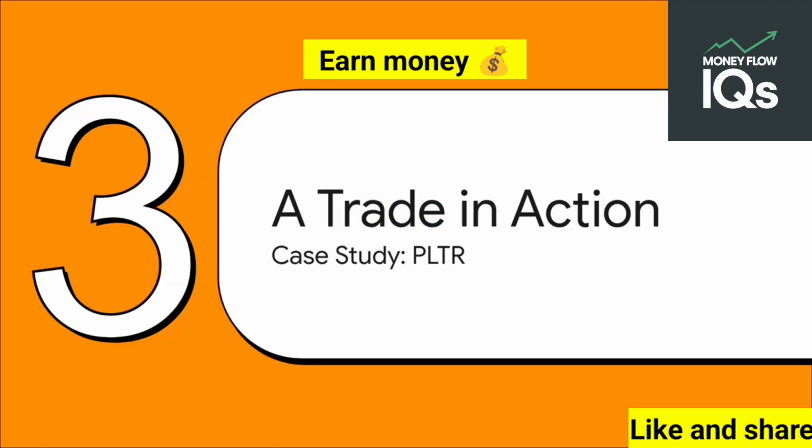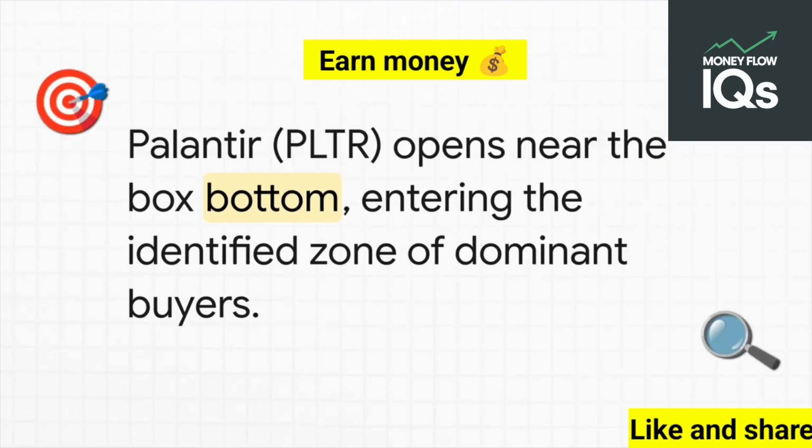Okay, theory is great, but let's see how this actually works in a real trade. The source gives us a perfect case study using the stock Palantir, which trades under the ticker PLTR. So here's the setup. Palantir starts its trading day with the price opening right down near the bottom of that box we drew. What does that mean? It's landing smack dab in what the theory calls the zone of dominant buyers.